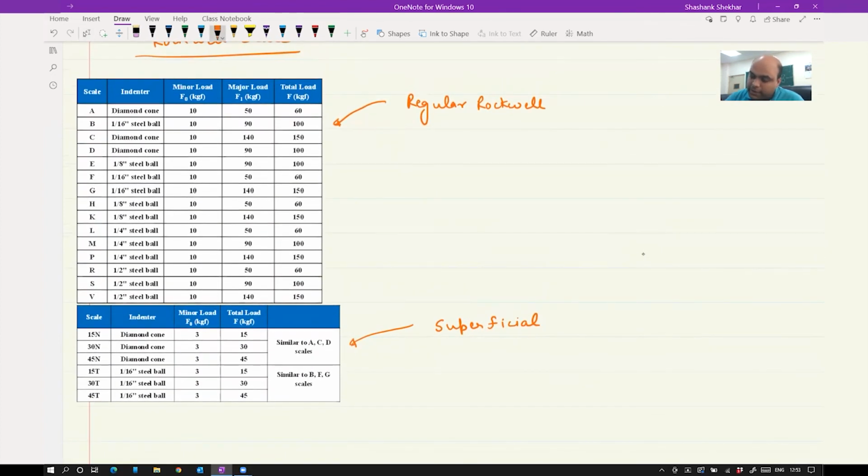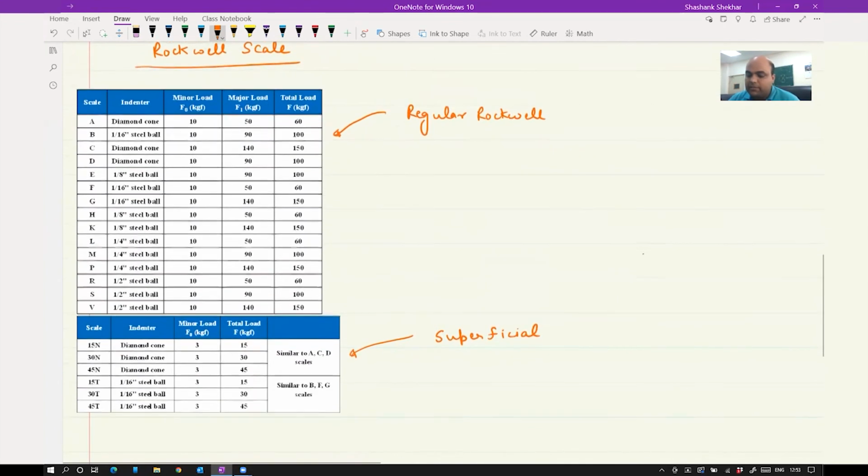Okay, so there are two types of Rockwell scale. One is the regular Rockwell scale, another is the superficial Rockwell scale. In the regular Rockwell scale, you are going to see your load value is high. Here I have mentioned in this column the type of indenter, and this is the scale. And as I mentioned before, B and C are the most famous ones.